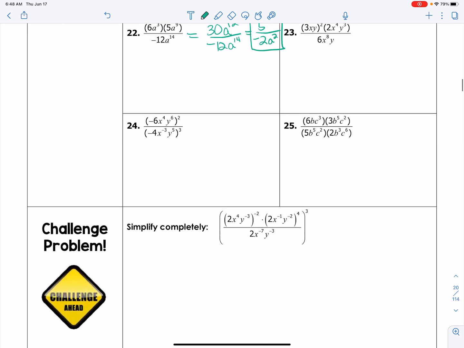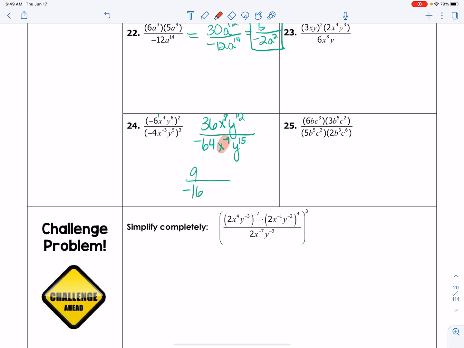All right, finally, last one. You're going to take the baby 1, and you're going to do -6 squared is 36, x to the 8th, y to the 12th, over -4 to the 3rd is -64, x to the -9th, y to the 15th. So on your calculator, you're going to do 36 divided by 64, and then you're going to reduce it, and that comes out as 9 over -16.